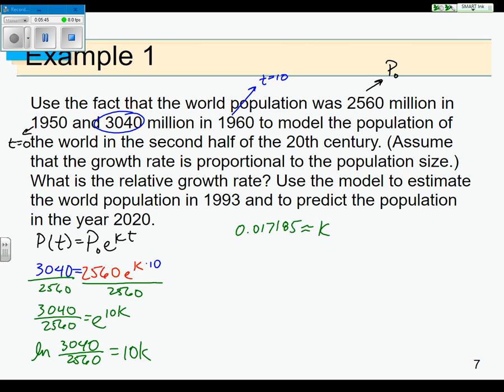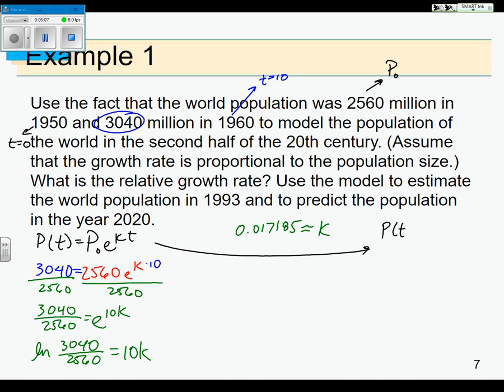Keep several decimal places on there for me, because when we're dealing with exponential growth, rounding off your decimals too early can really change your answer. So keep several for me. I like 6. That's kind of been my rule of thumb whenever I teach pre-calculus and calculus. Okay, so now what that gives me is this formula.